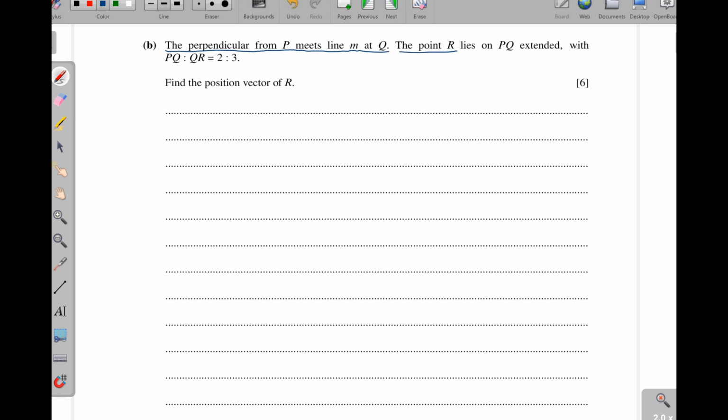Part B, the perpendicular from P meets line M at Q. The point R lies on PQ extended with PQ to QR equal to 2 to 3. Find the position vector of R.